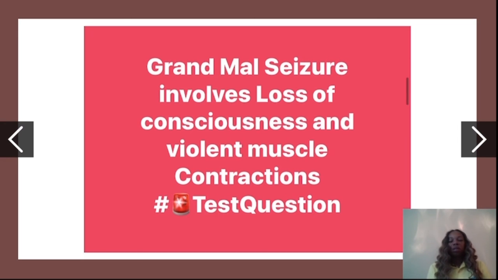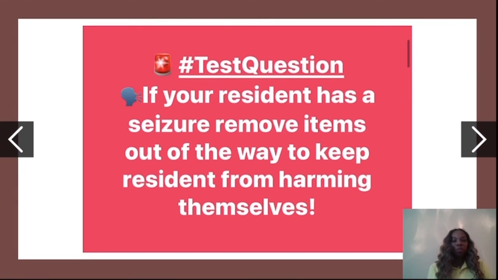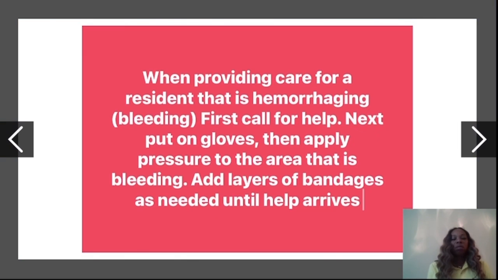You want to monitor a resident that's having a seizure. You just want to try to prevent them from harm. You don't want to try and put your hands in their mouth. And you do want to notify the nurse. If your resident has a seizure, remove items out of the way to keep the resident safe. If a bariatric resident, which weighs greater than 500 pounds, begins to fall, you want to move furniture out of the way, and you do not want to attempt to prevent the fall.